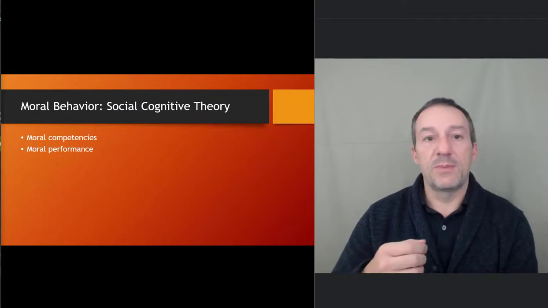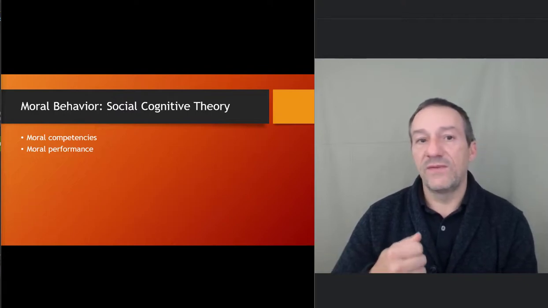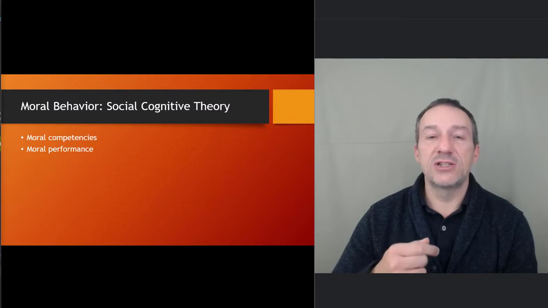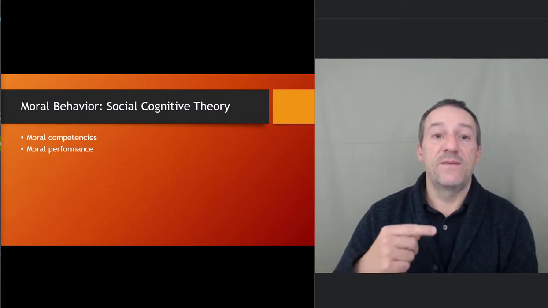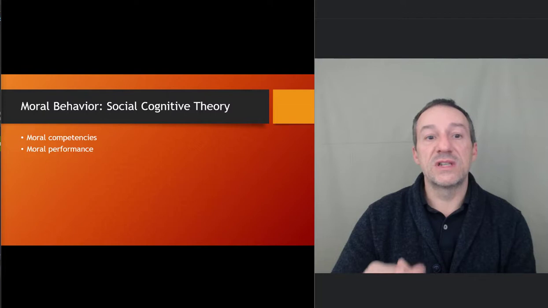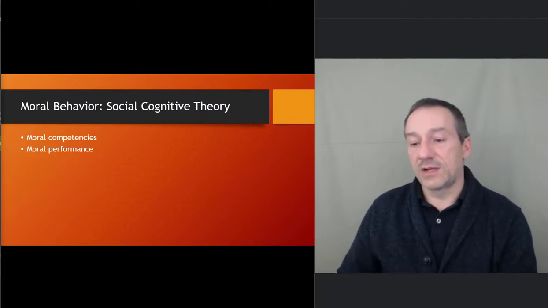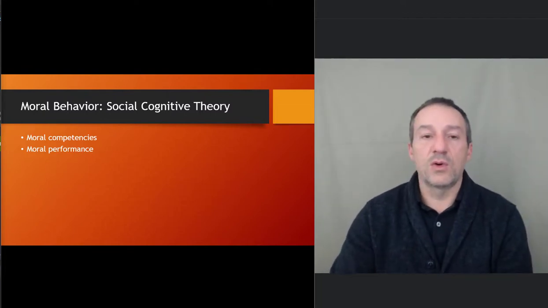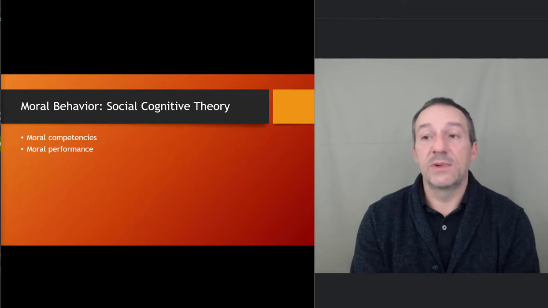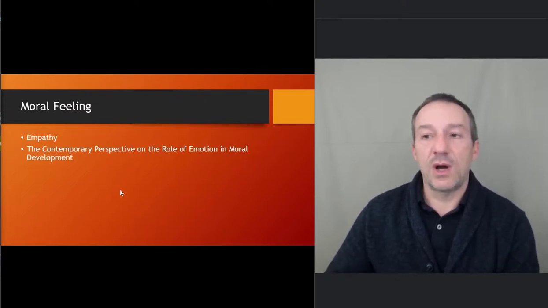Bandura, we've talked about before, stressed that moral development is best understood as a combination of social and cognitive factors, especially those involving self-control. We've talked about self-control a lot throughout the course. It's very important. It's going to be related to executive function. Again, very important. So that is the social cognitive.